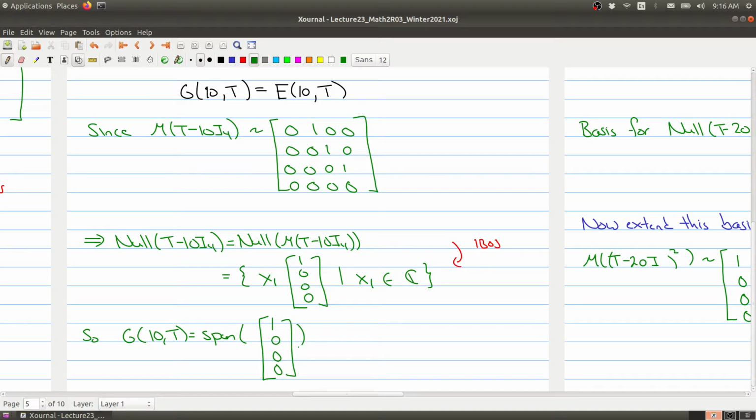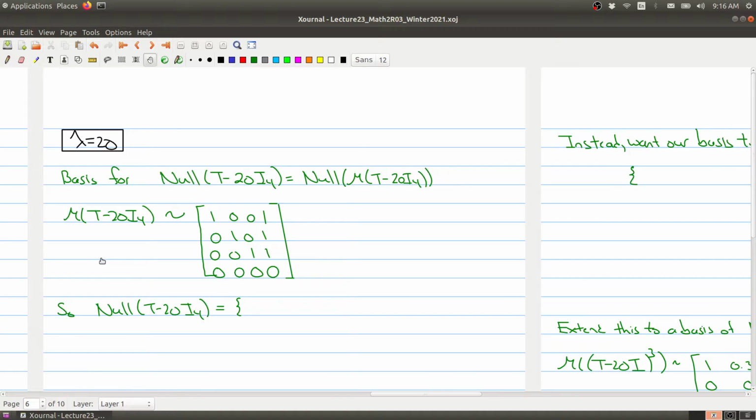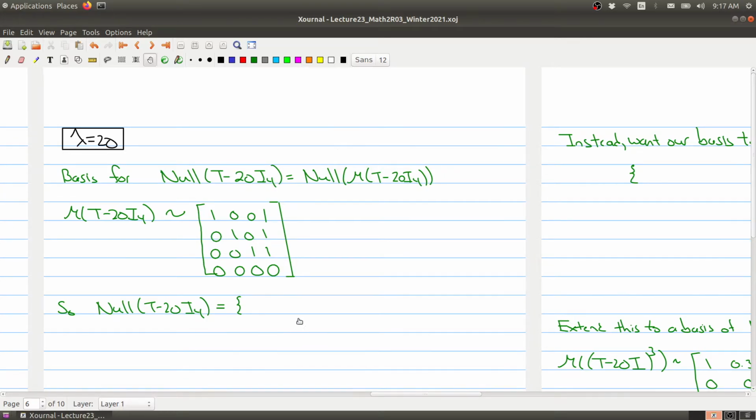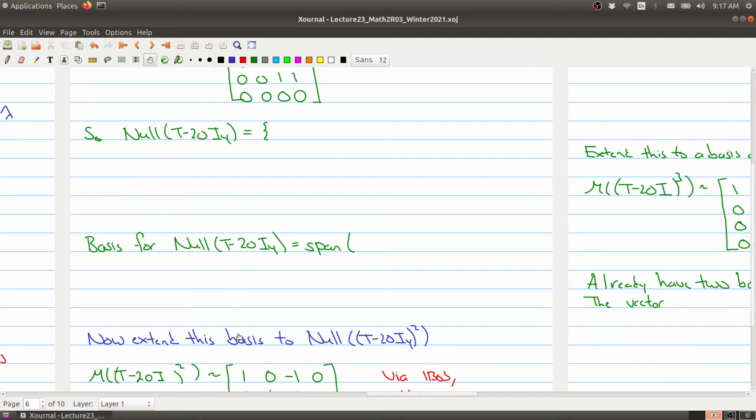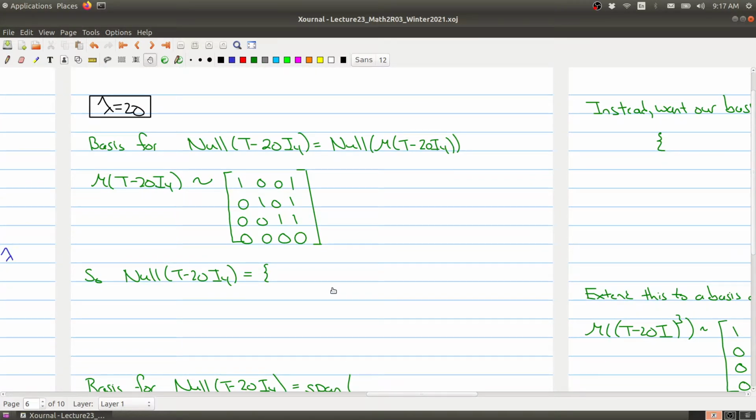So there's actually not too much to do for this part right here. The real work comes when we're doing lambda equals 20, because first we need to find the null space of this operator, T minus 20I, and then we're going to find the basis for T minus 20I squared, and so on. We have to find them, and we're going to combine them all together.